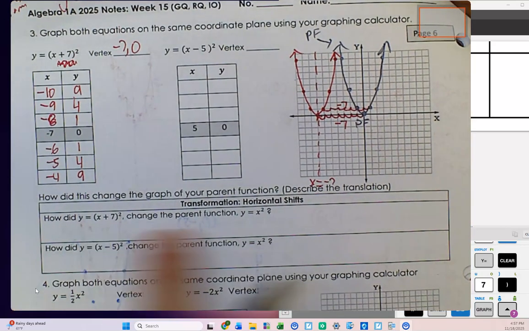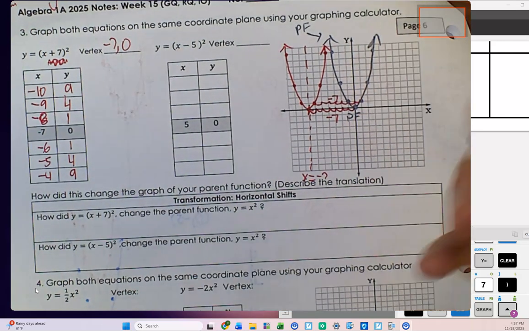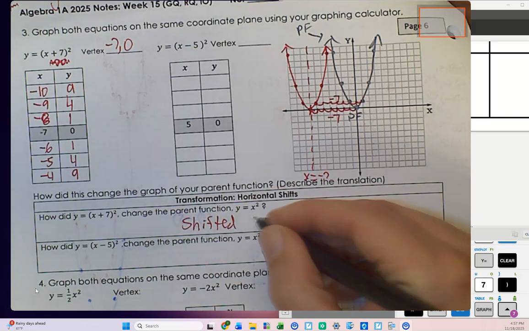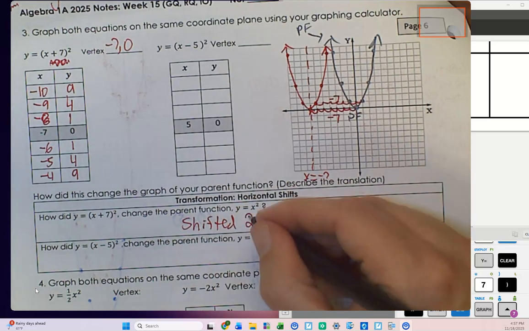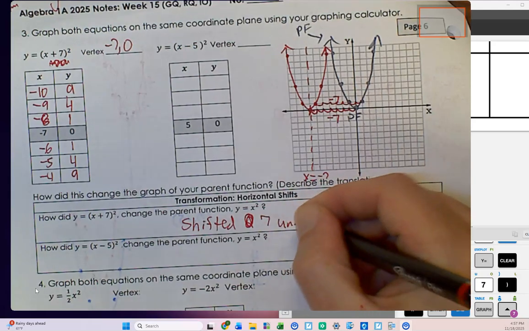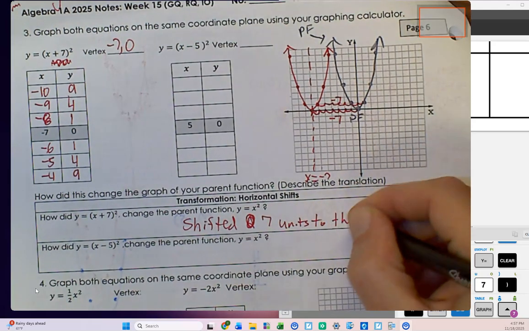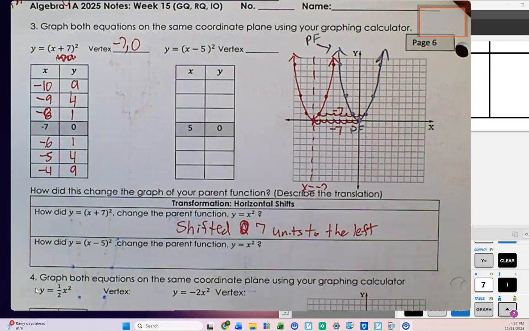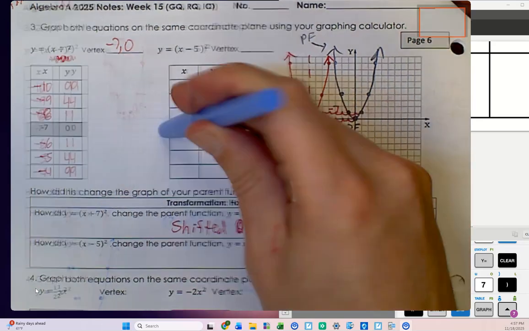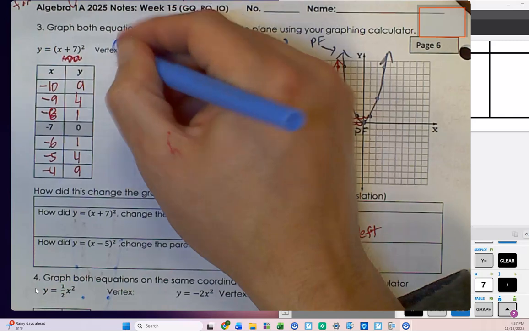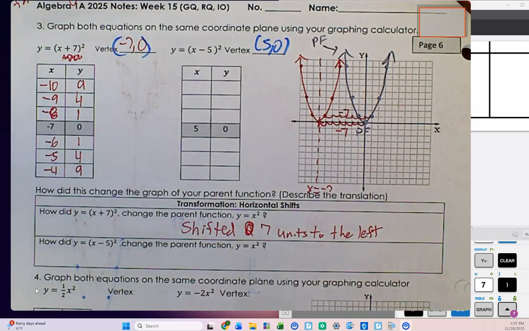So how did that change the parent function of x squared? It shifted it 7 units to the left. So it went the opposite way than you think it would. Okay, what's the vertex of this one? I've already got it in the table. All right, try putting the next one in all by yourself.